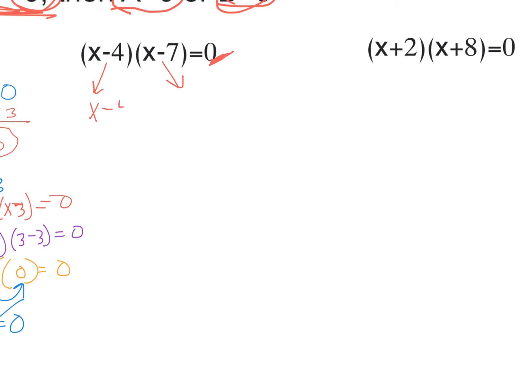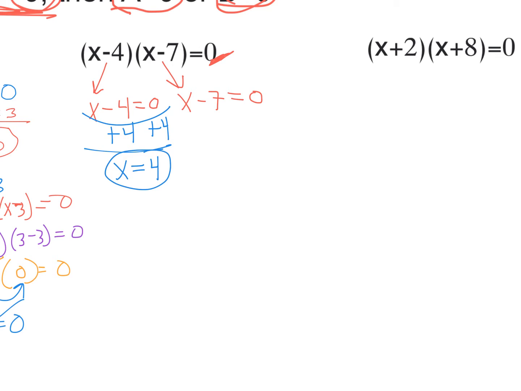X minus 4, x minus 7. Okay, we're going to set these things equal to 0, and then we solve the little equations. So here, if x minus 4 is equal to 0, to solve this, I would add the 4's. So x can equal 4.